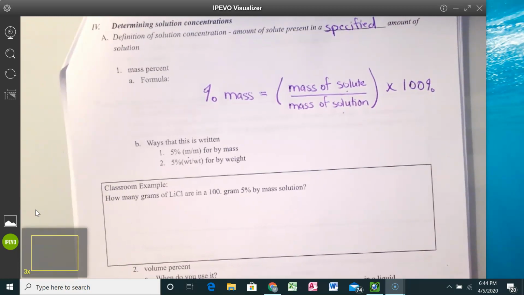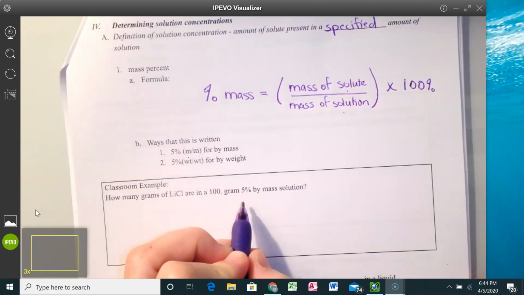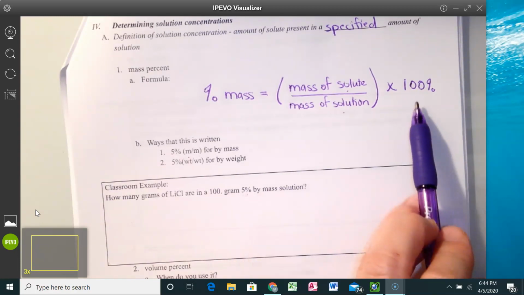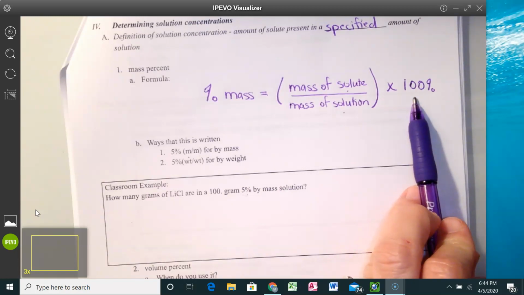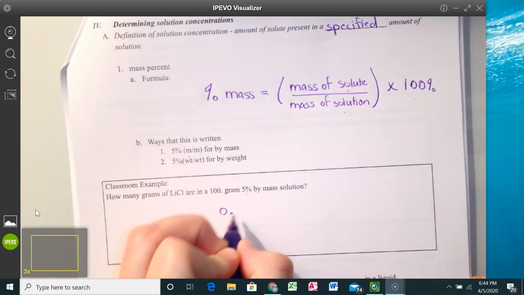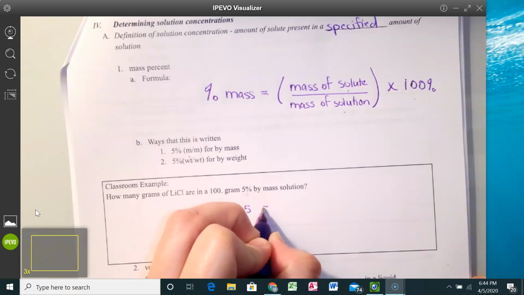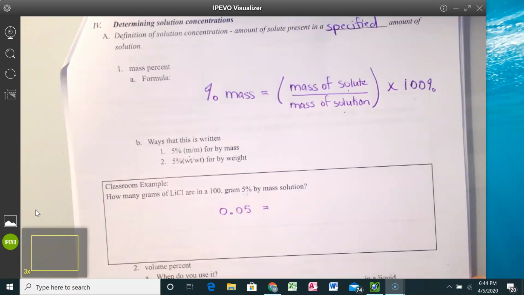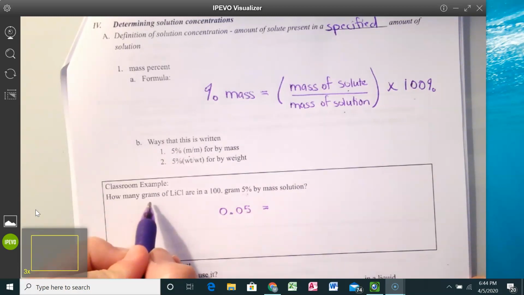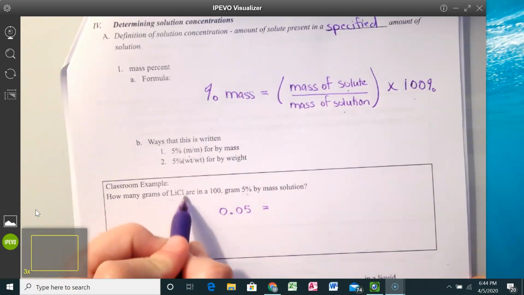So here we have a 5%. Now, I could take away one step, and if I just right away change this 5% into what I know is a decimal form of it, then I don't have to worry about this 100% here. So I'm going to go ahead and do that. So instead of me writing 5% and then dividing it by 100%, I'm going to go, oh, well, I already know that that is just in a decimal form, 0.05. So that number is equal to, what I'm looking for is this grams of my solute.